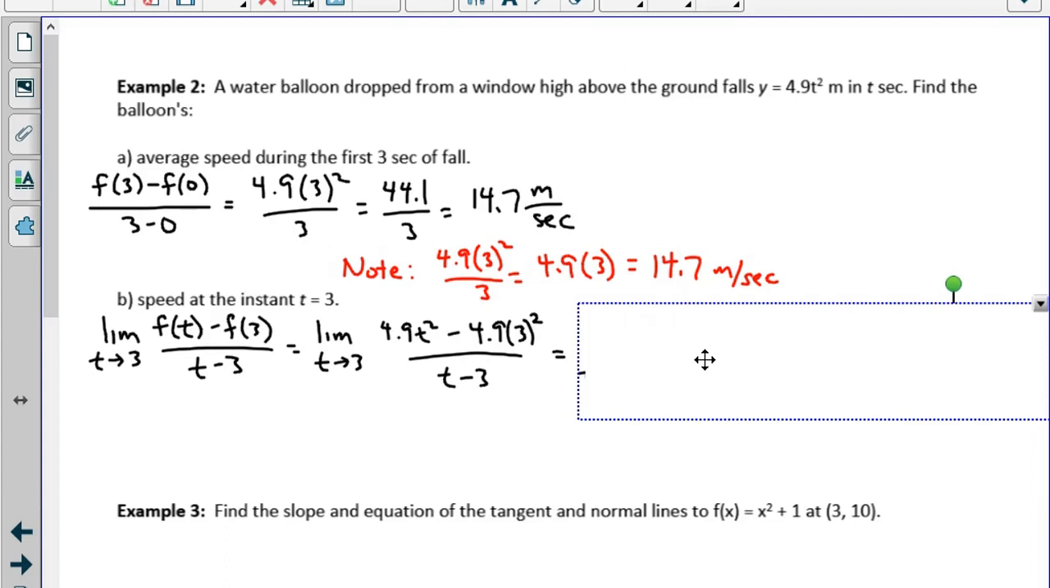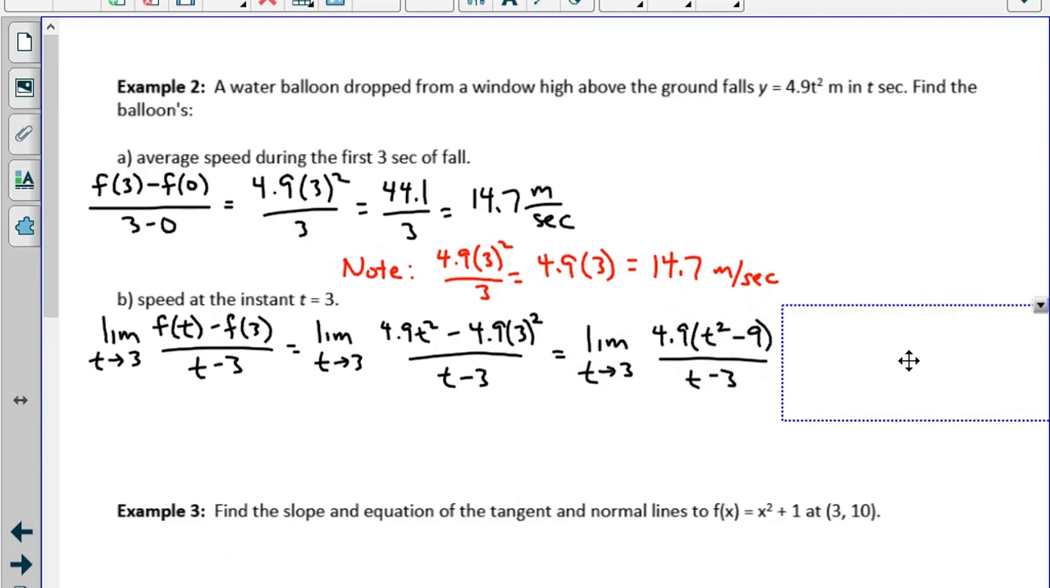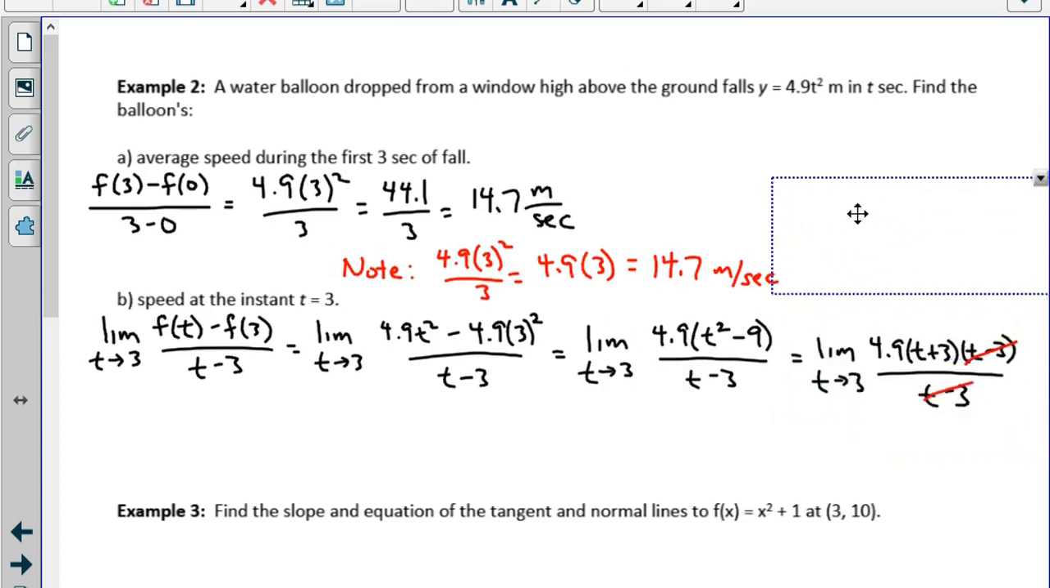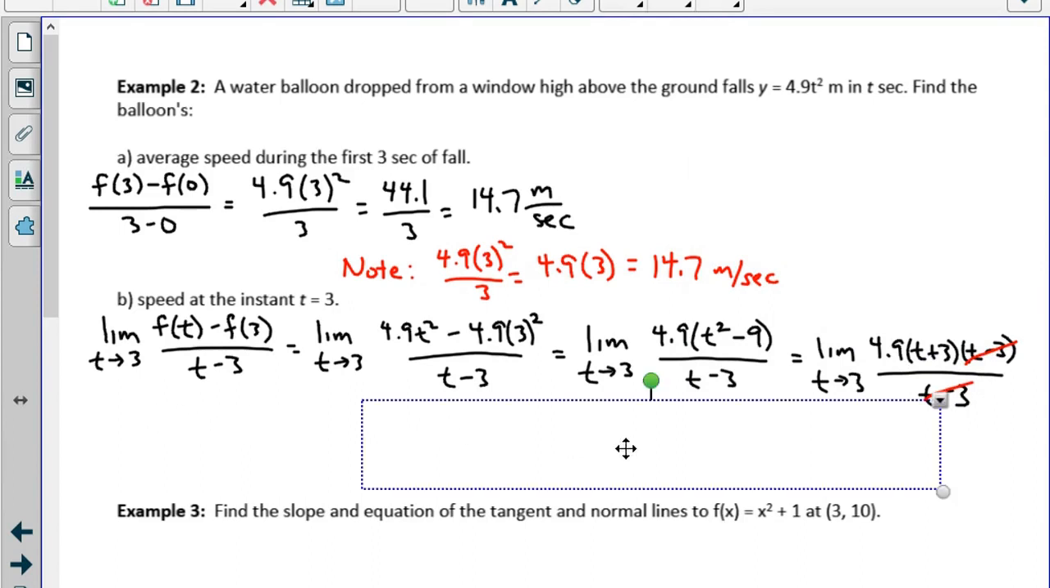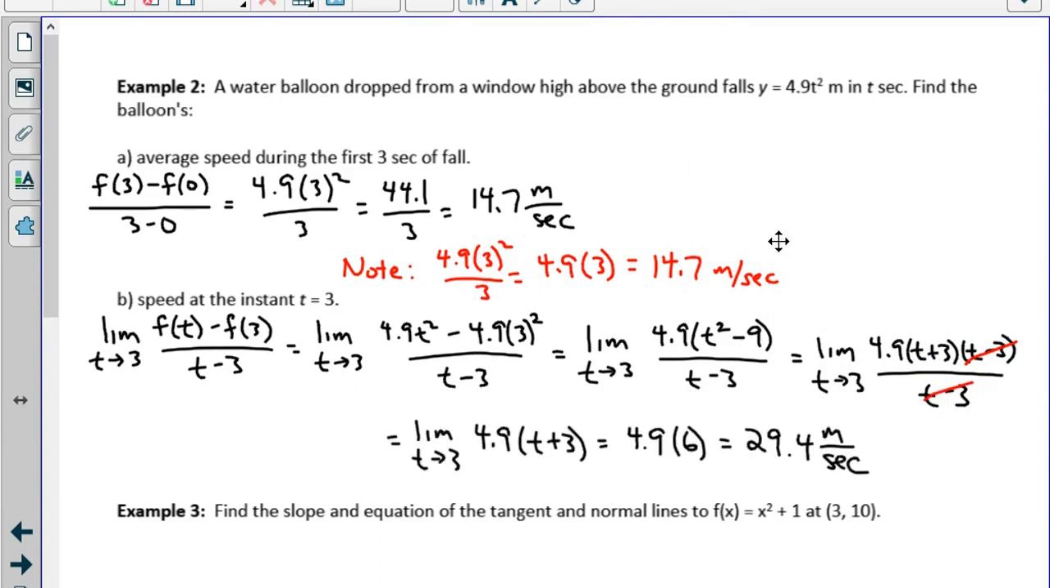Remember, the denominator has to cancel. So the easiest way to do this problem is to just factor out a 4.9. And then I end up with t squared minus 3 squared, or t squared minus 9. That's the difference of 2 perfect squares. So I end up with 4.9 times t plus 3 times t minus 3. Notice those cancel out. And I end up with 4.9 times t plus 3. And then I just substitute the 3 in, and I end up with 4.9 times 6, which is 29.4 meters per second.